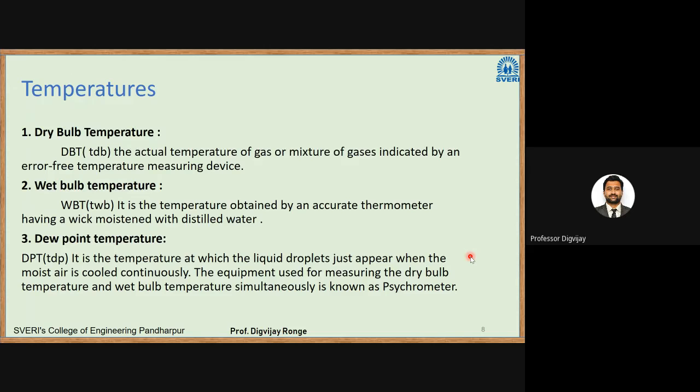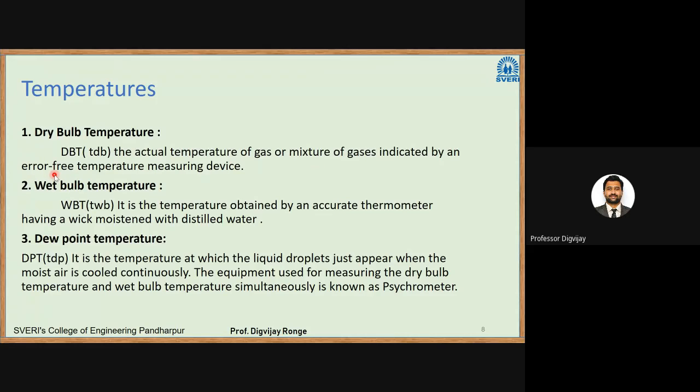So we'll see what these temperatures are. The first one here is the dry bulb temperature. Dry bulb temperature, in short, we write as DBT. DBT is the actual temperature of a gas or mixture of gases indicated by an error-free temperature measuring device. So they have said error-free.